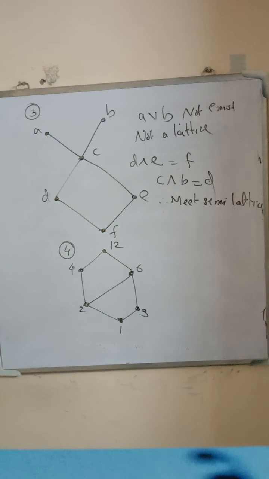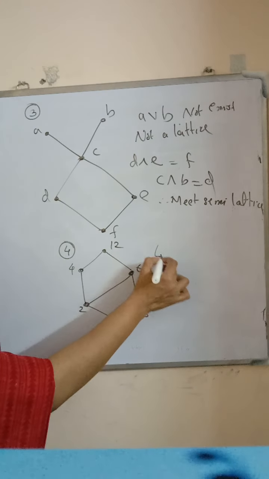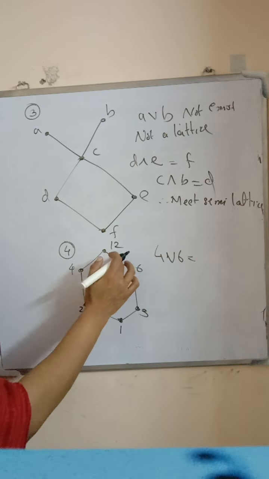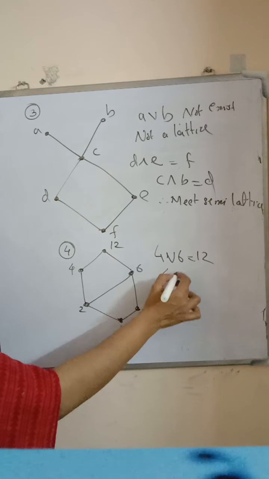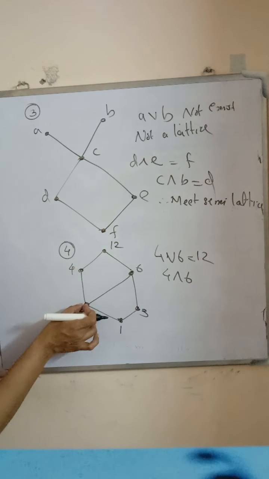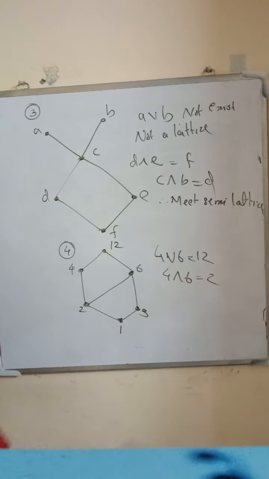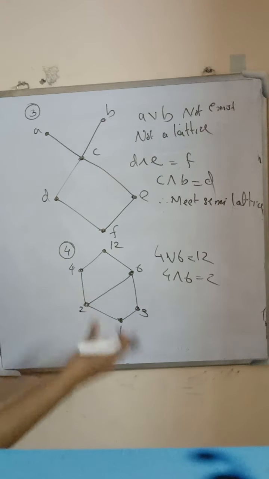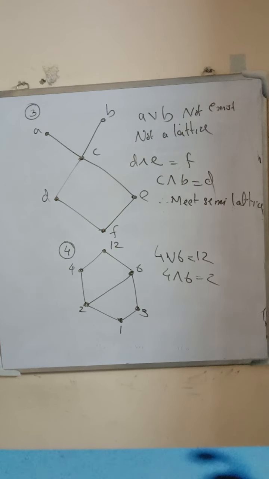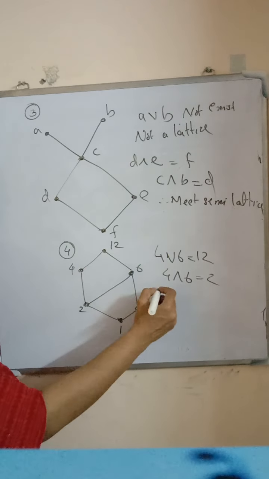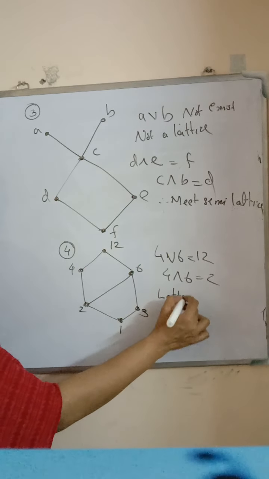In the fourth example, if we choose any pair of elements, we get the join of those elements and also the meet. 4 join 6 is 12. What is 4 meet 6? 4 meet 6 is 2. Similarly, for any pair of elements we find the join and meet. So definitely this partially ordered set is a lattice.